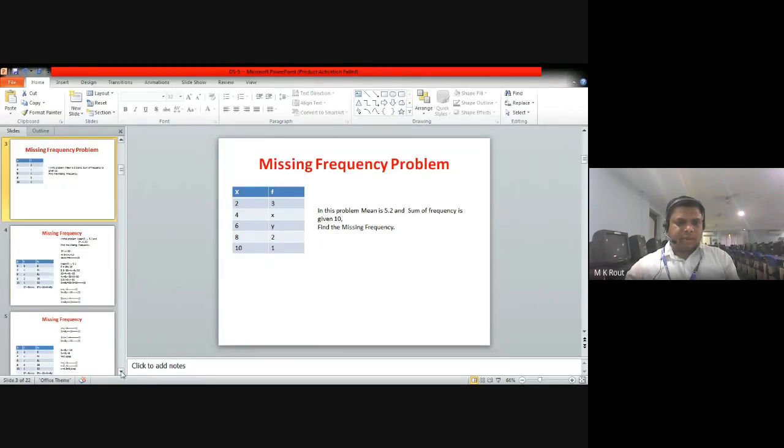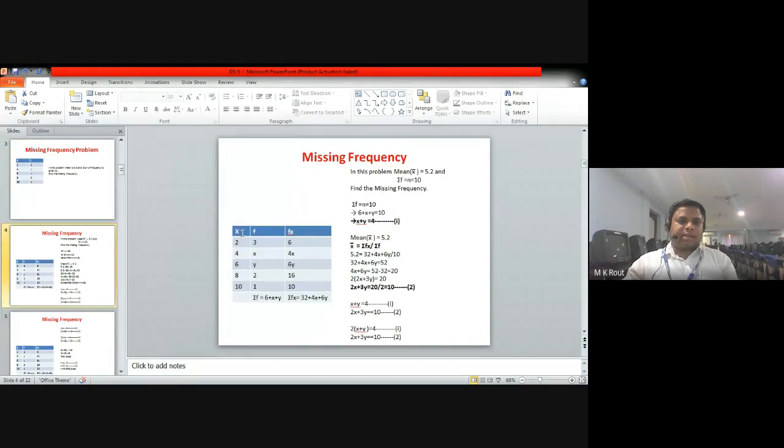In case of missing frequency, first you have to make a table. That is, x values are given: 2, 4, 6, 8, 10. The frequency for the first row is 3, for the second row the frequency is missing, denoted as x. The next is for 6, the missing frequency is denoted as y. For the fourth one, that is 8, the frequency is 2. For the last one, 10, the frequency is 1.